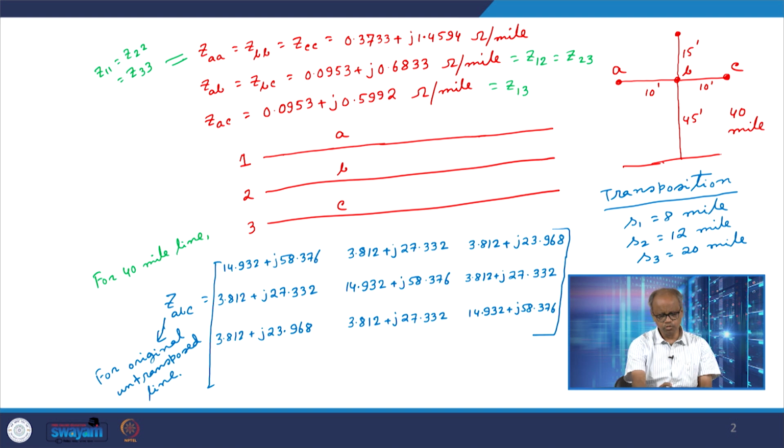Please note that these values are nothing but ohms per mile. So for section 1, we have to multiply these values by a factor of 8. For section 2, we multiply these values by a factor of 12. And for section 3, we multiply these values by a factor of 20. If we multiply these values, we will get the following results.